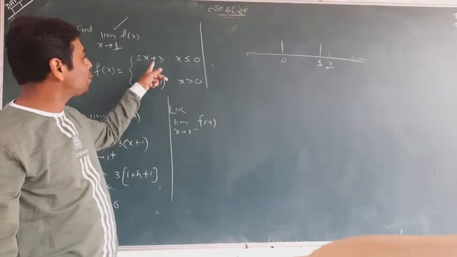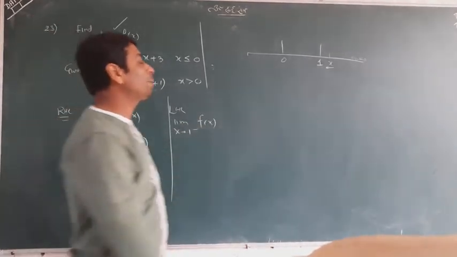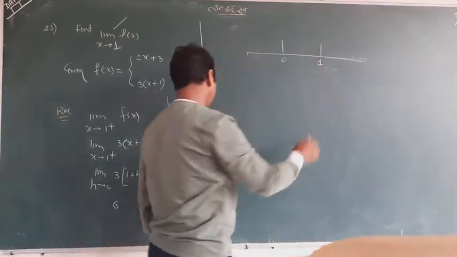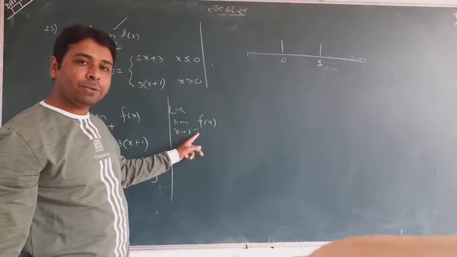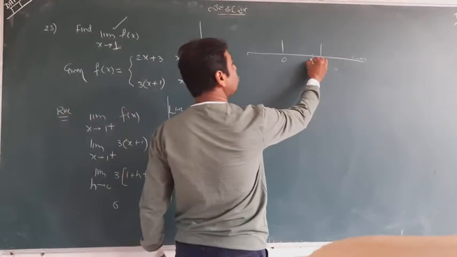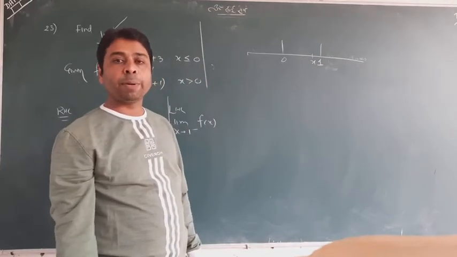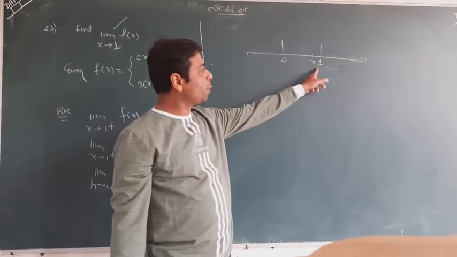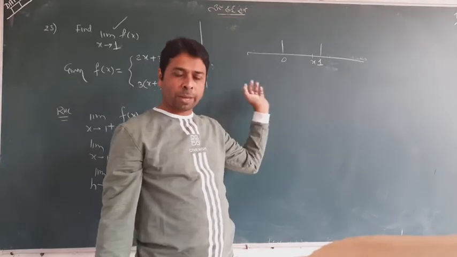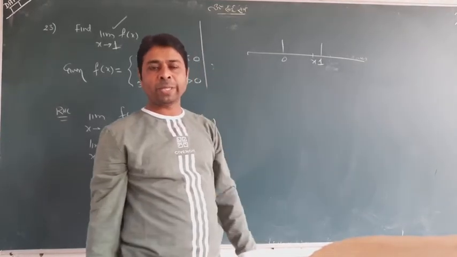Sometimes students take this one, but it's wrong. Let me speak something. In this situation, when x is coming to 1 from the left direction, x will be very near to the 1. Very near to the 1, don't take a gap much. So take the nearest value. X is approaching to 1 from the left direction. Take a small gap between x and 1.